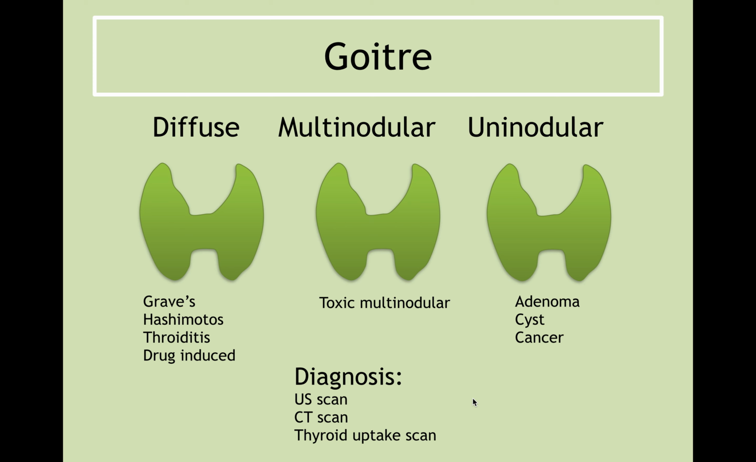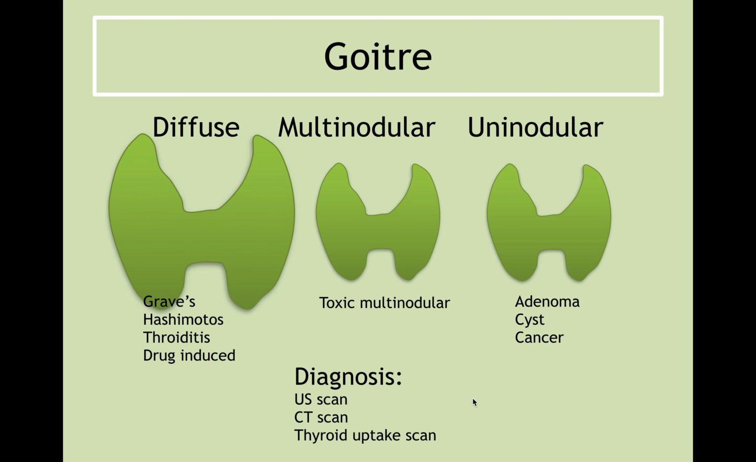There are different types of goiters. Diffuse, which is where the whole thyroid itself swells and enlarges. Multinodular, where there's lots of nodules on the thyroid, which all overproduce thyroid hormone. Or uninodular, where there's just one nodule overproducing thyroid hormone. And depending on the type of hypothyroidism you have will depend on the type of goiter that you might get.